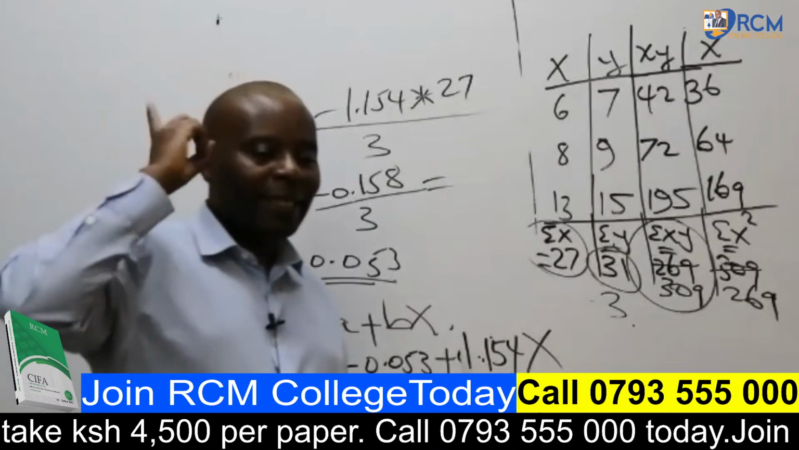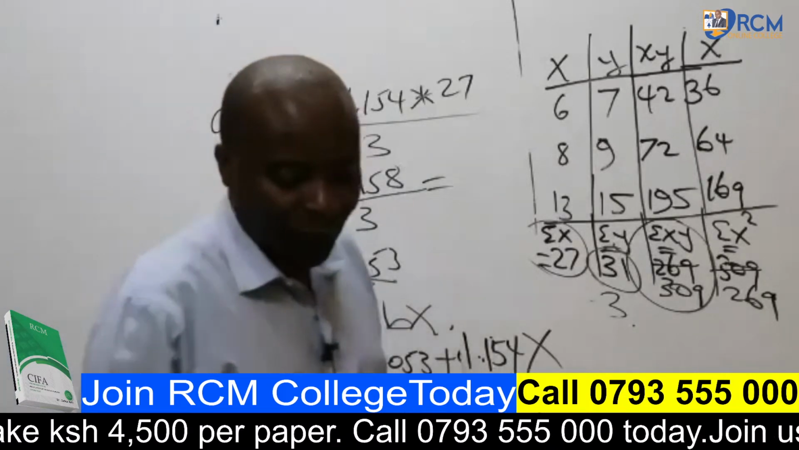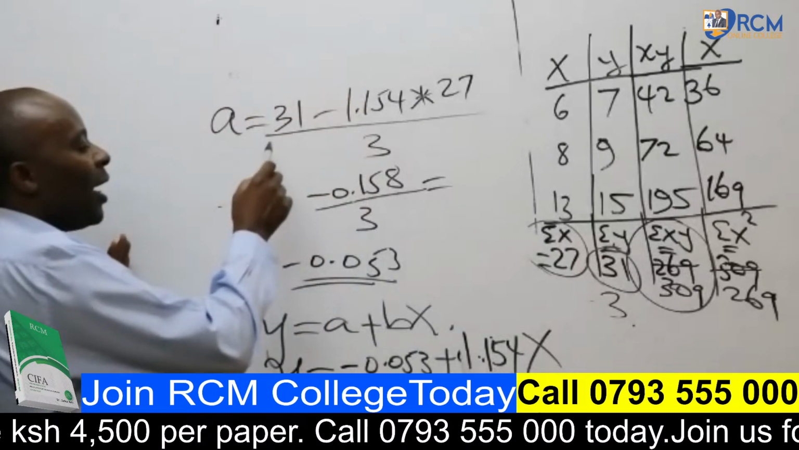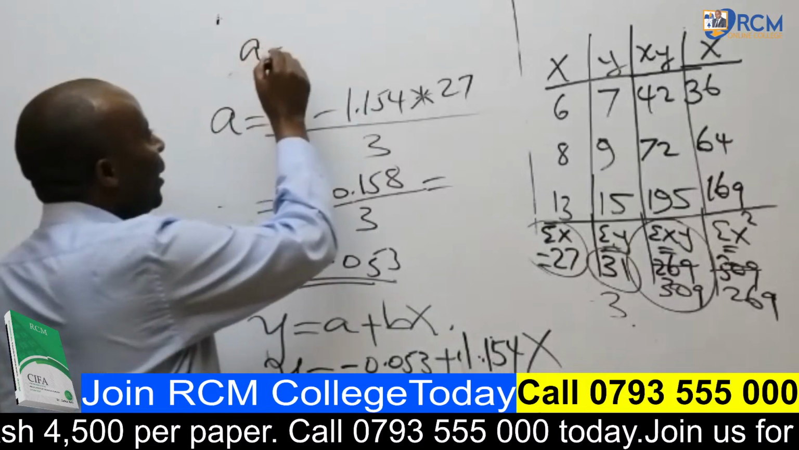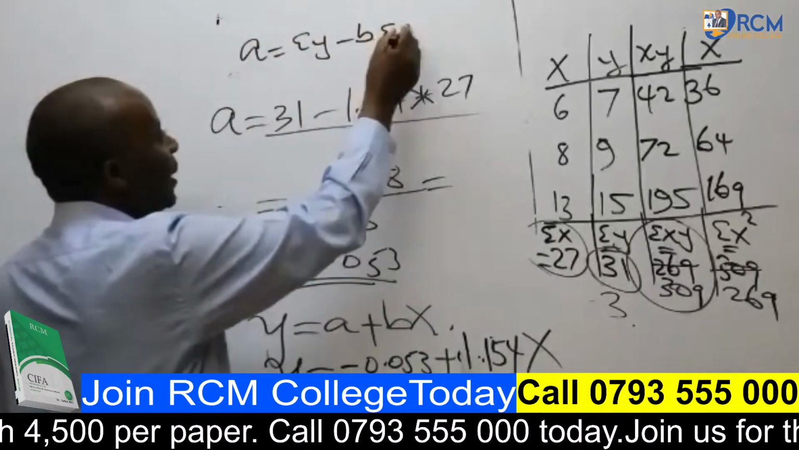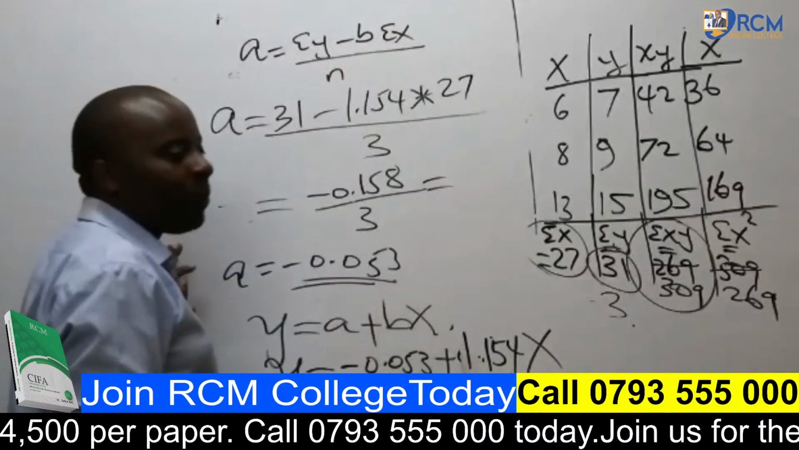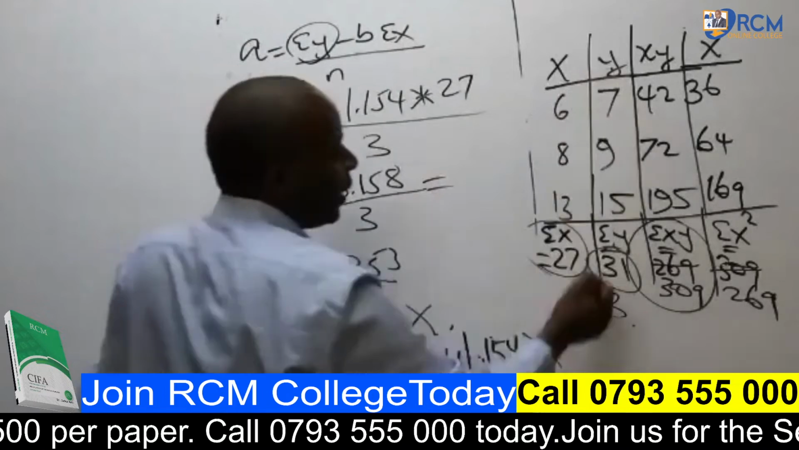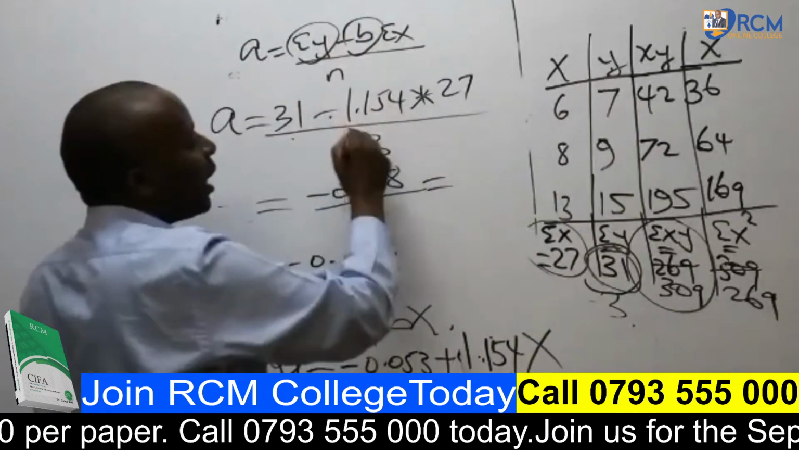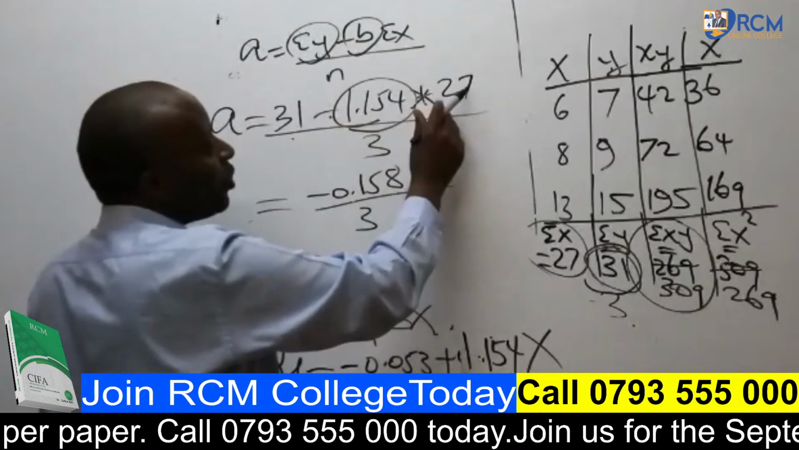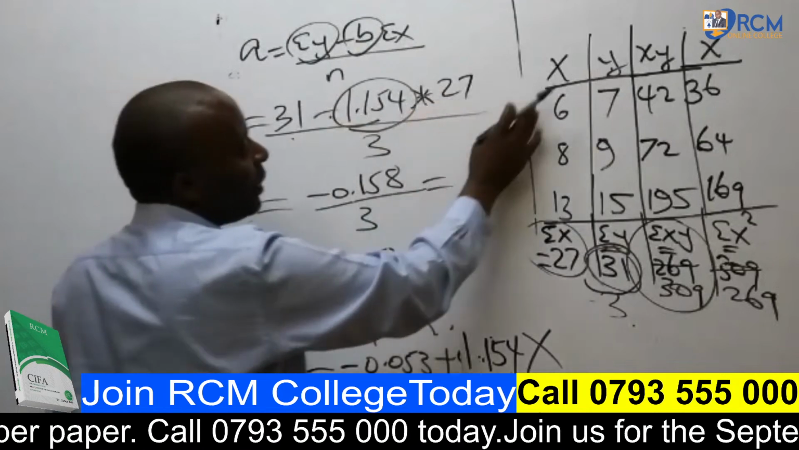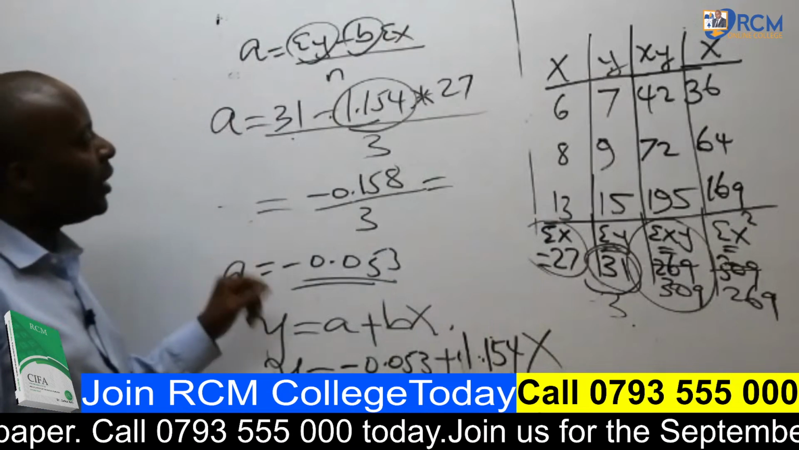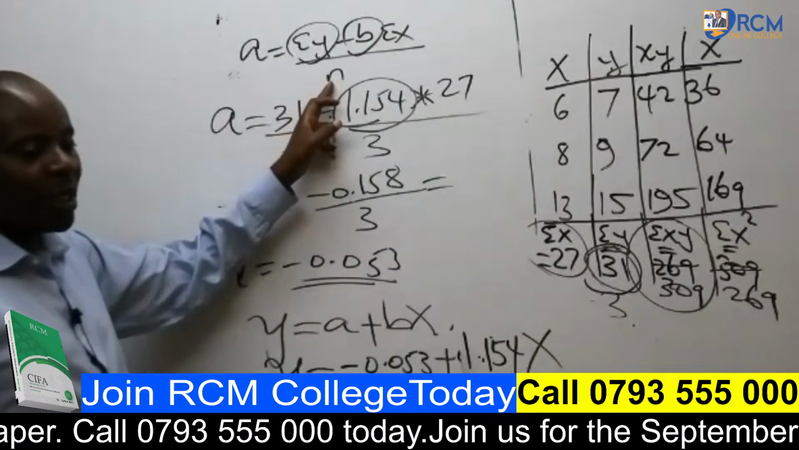Fatma is honest. Fatma said she's getting a different value of A. Fatma, look. We said A is how? It is the summation of y minus b times the summation of x, over n. If you get a different figure, I know the summation of y here is what? It is 31 minus b itself, which is this one, times the summations of x. What is the summation of x, somebody? It is 27. Summation of x is 27. Divide this by the number of points, and how many of them are there?